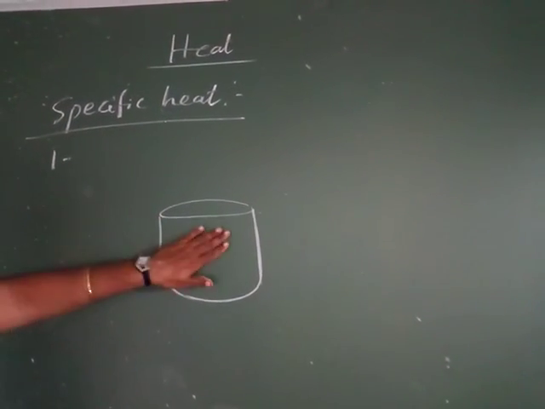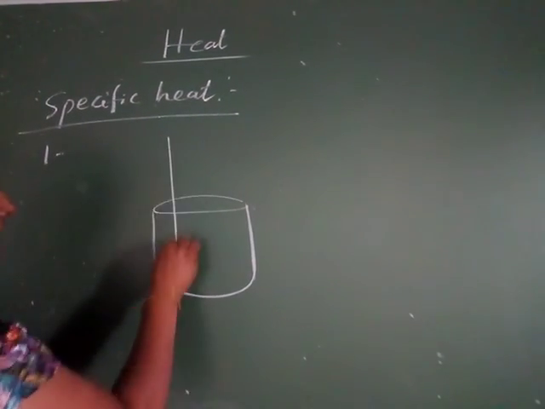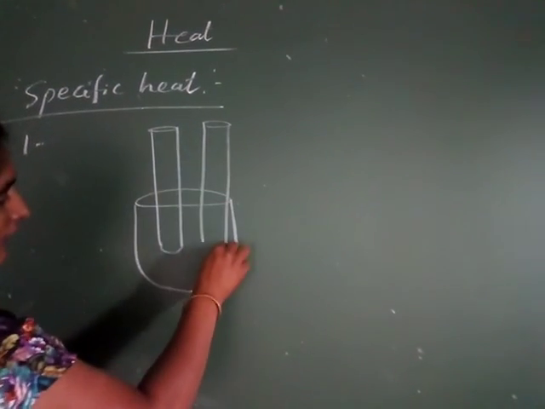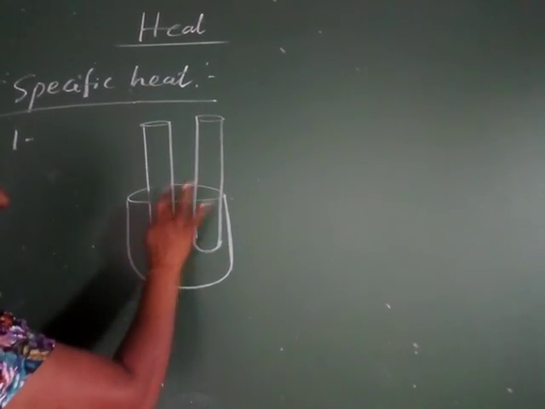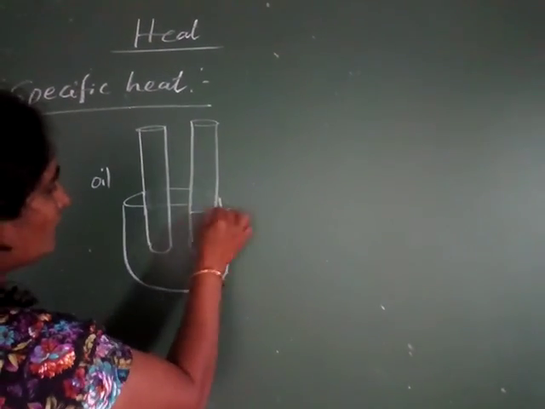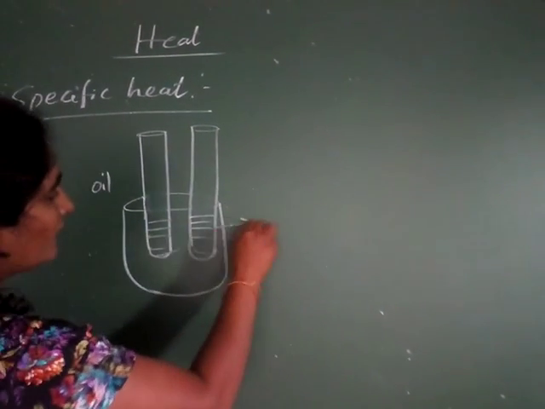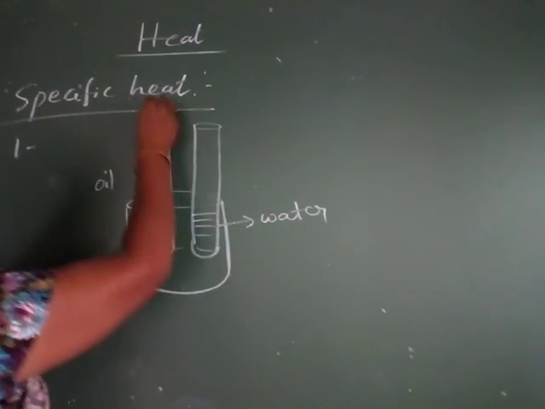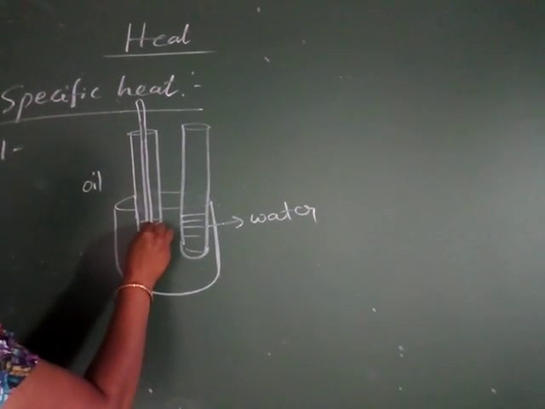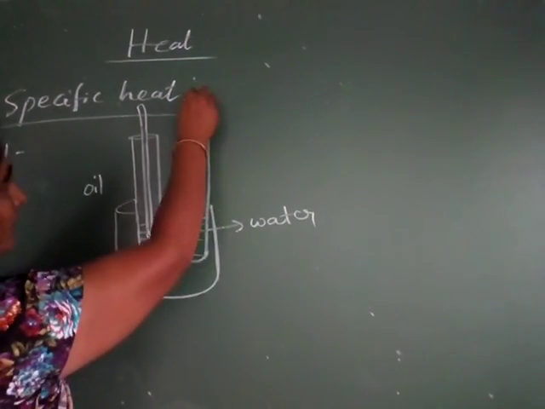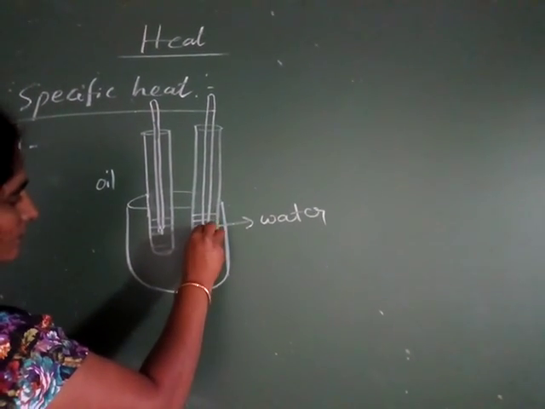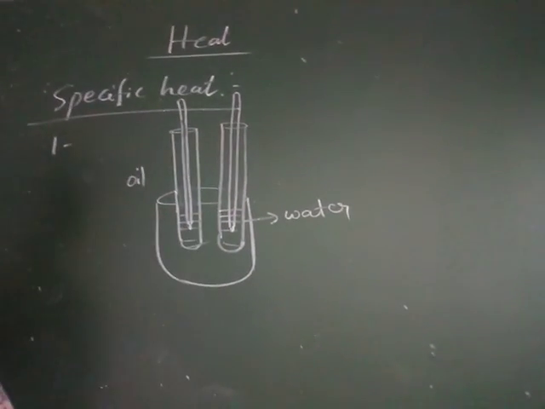You see, we take one container and two identical test tubes. Arrange the two identical test tubes in it. In one test tube, take oil. In another test tube, pour water. Insert two thermometers to measure the two temperatures.